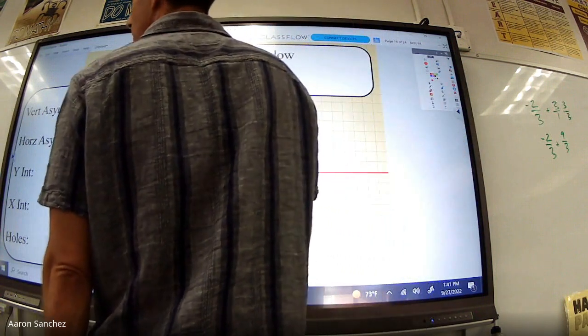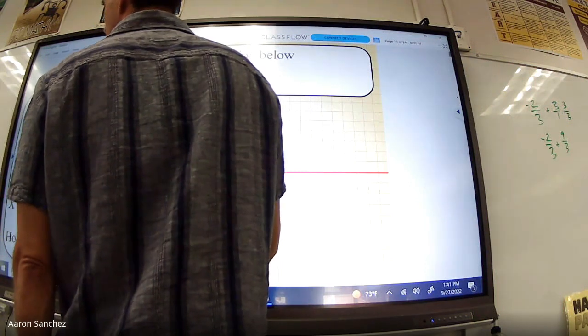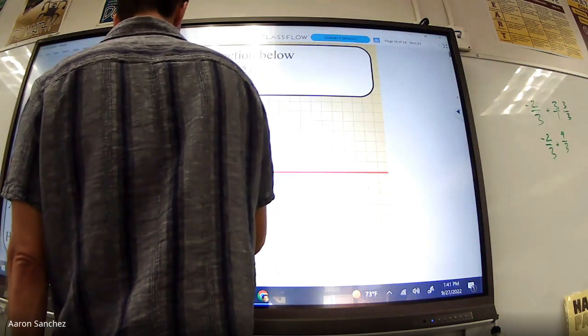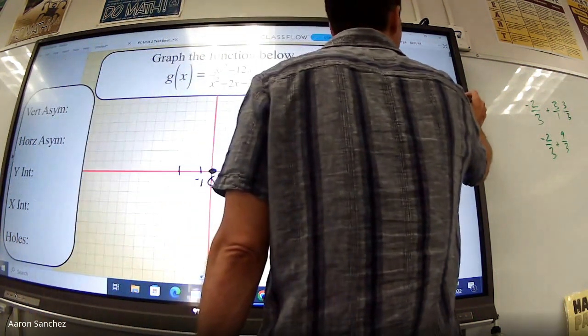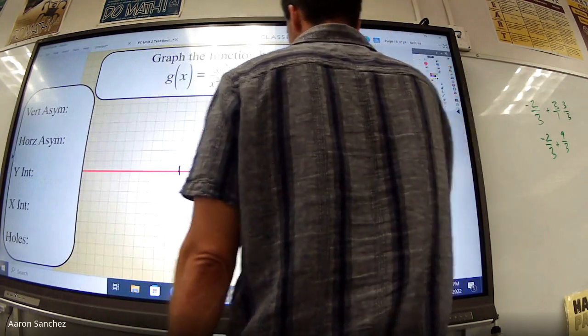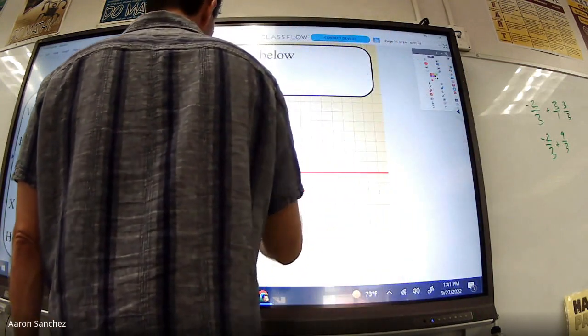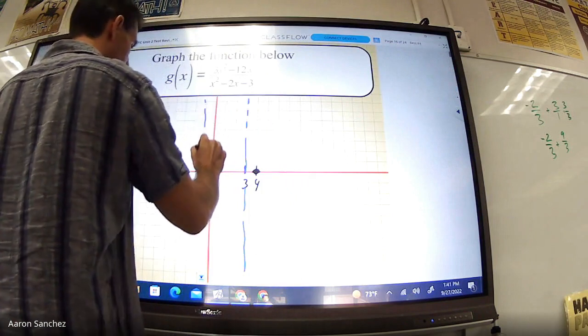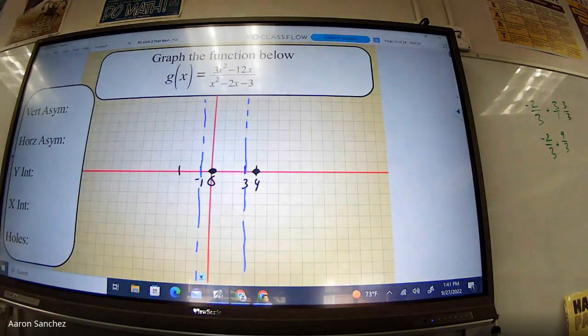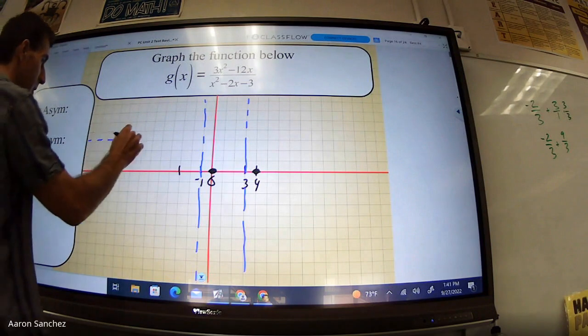I got 3 as an asymptote, and I got -1 as an asymptote. So I'm going to do my dots there. Sorry, I kind of feel like I'm mumbling to myself. Is this making sense to everyone what I'm doing here? We good? What's my horizontal asymptote? So 3, I go here.